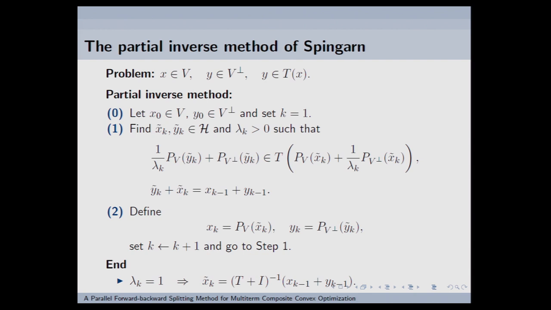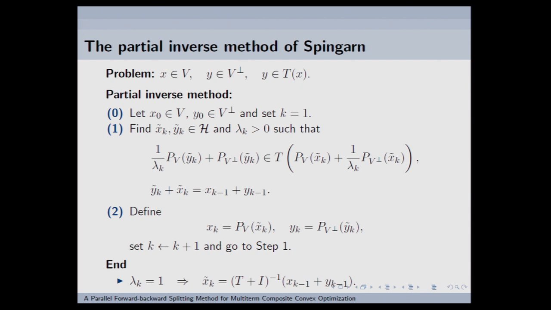And this is the partial inverse method of Spingarn for this problem, this abstract problem, not for the sum one, but the abstract problem. So we have two iterates, one in V and one in V perp, x in V and y in V perp. In step one, we have to find this x tilde, y tilde, satisfying this inclusion. And this is the current step, x k minus 1, y k minus 1. And you have to satisfy this inclusion, this sum. So if lambda is 1, this is y tilde in T of x tilde. So this is a prox step. If for the operator T the resolvent is computable, you know how to compute step 1 for lambda equal to 1. But otherwise, it's not clear how to do this.